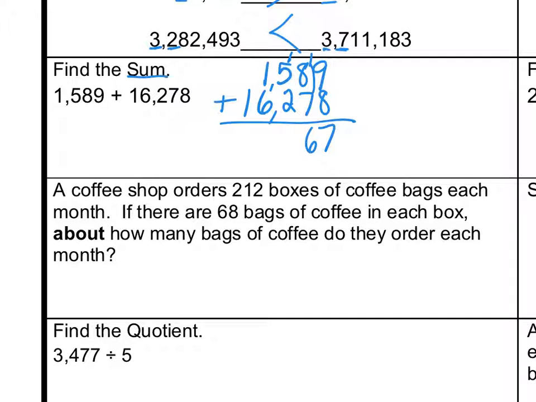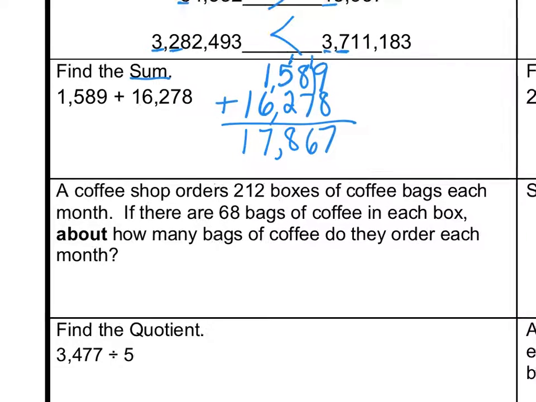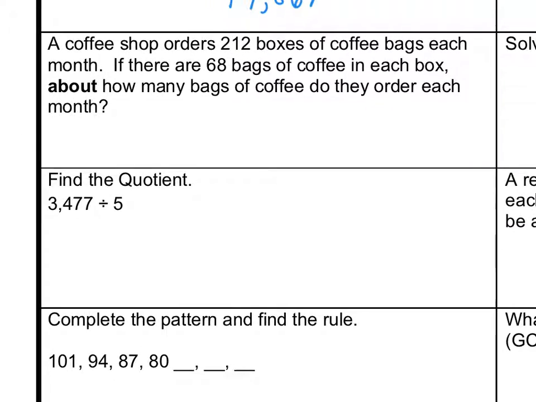5 and 2 is 7, plus 1 is 8. 6 and 1 is 7, and bring down our 1. 17,867.